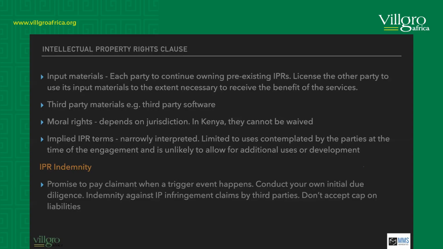Implied IP terms, this is where you don't have an IP clause in the contract, whether for deliverables or anything else around it. Then for the IP rights that are generated, the law will deem or imply the rights. For implied intellectual property, they look at what you contemplated at the time of entering into your agreement, and it will be limited to those.